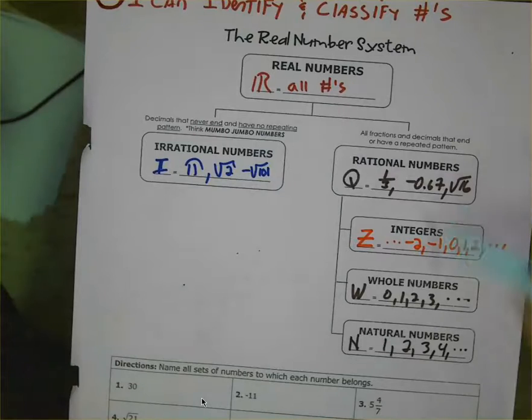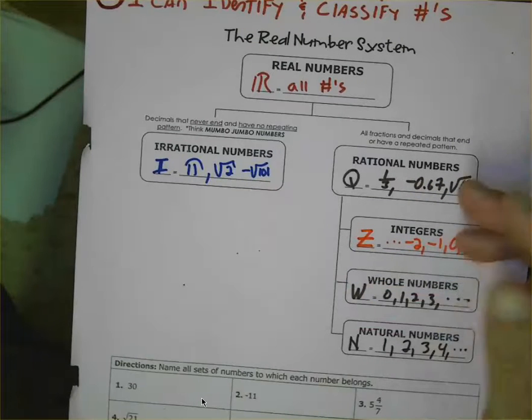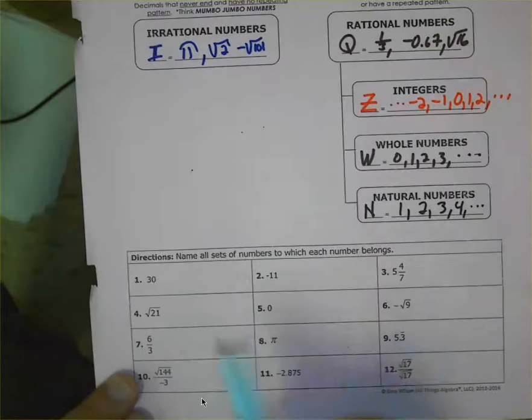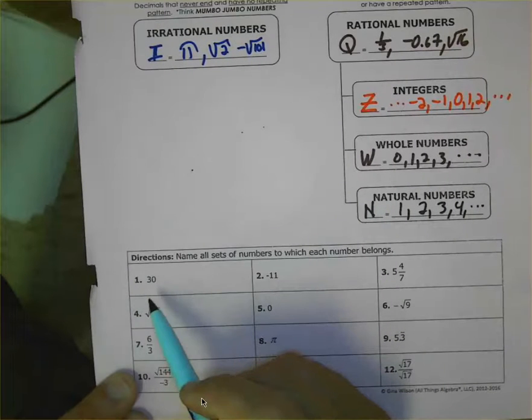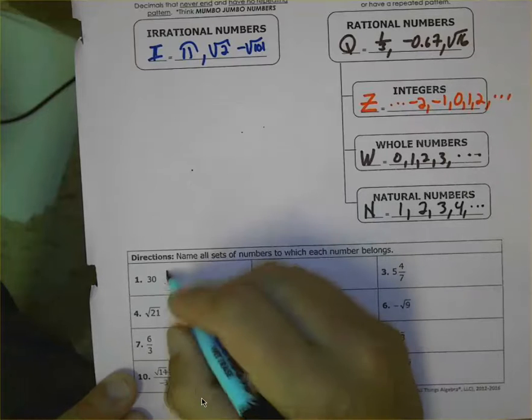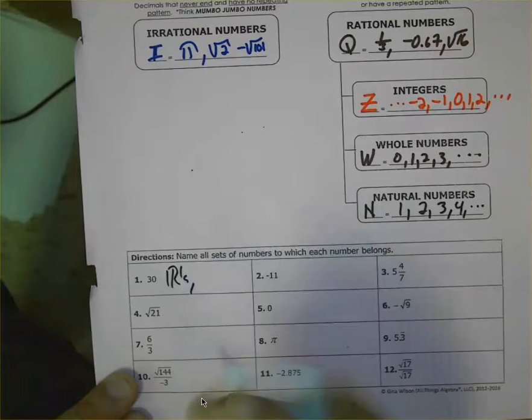So you see that's why this is a family tree, forking into smaller branches. Basically, what are we going to use this for? You're going to use this to figure out what types of numbers each one of these belongs to. Here's a little tip: every one of these, 1 through 12, is a real number. But then it goes a little smaller.